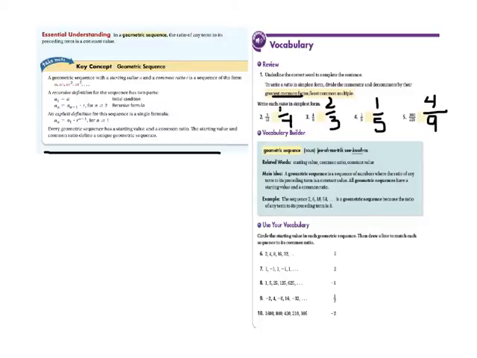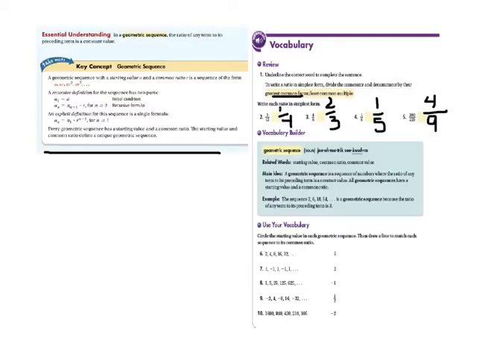So, for example, the sequence 2, 6, 18, 54, it is a geometric sequence because the ratio to any term preceding it is 3. And all that's meaning is each term gets multiplied by 3 to find the next term. Alright, so this bottom section here just wants us to find the matching ratio to its geometric sequence.